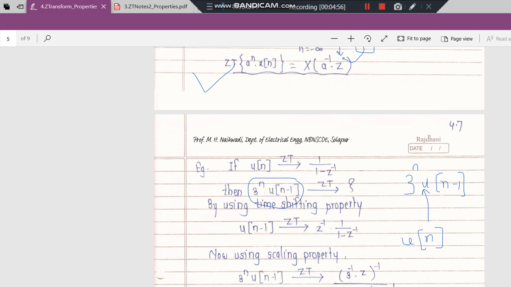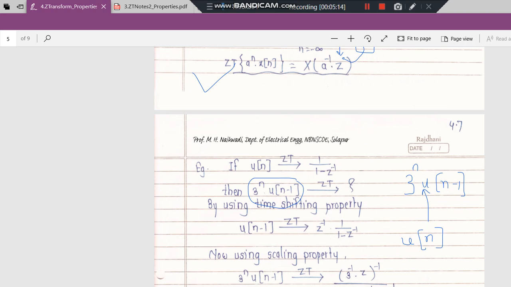So in the exam, if you are asked to find the Z transform of 3 raised to n u of n minus 1, it will be very difficult if you solve this by the fundamental standard equation. You have to solve so many summations there. But if you know the properties, then your task becomes very easy.